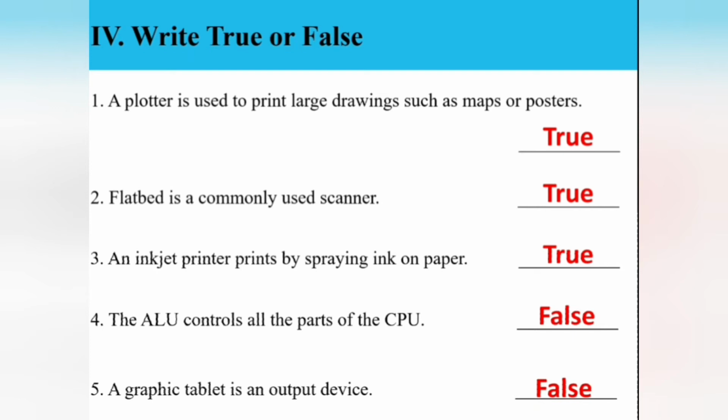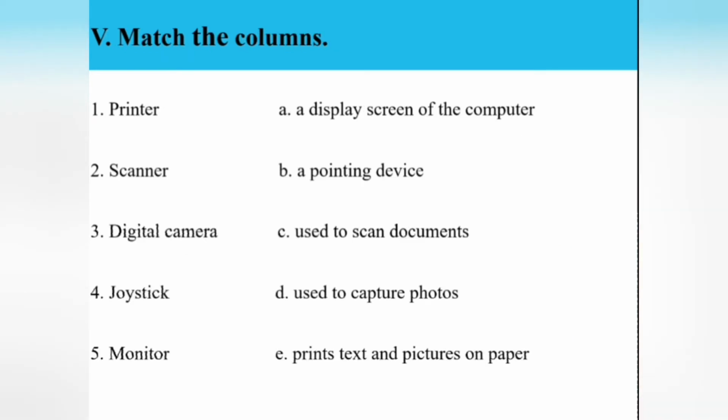Shall we move on to the next Roman, children? Our next Roman is match the columns. In that, first one printer, second one scanner, third one digital camera, fourth one joystick, fifth one monitor. Now we have to match the first one, printer.